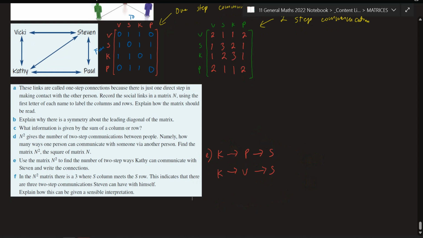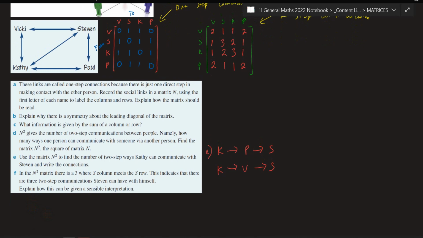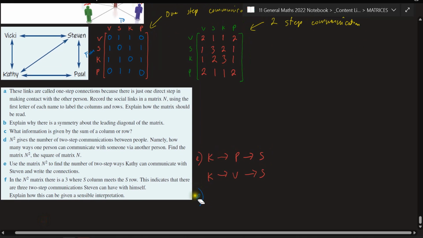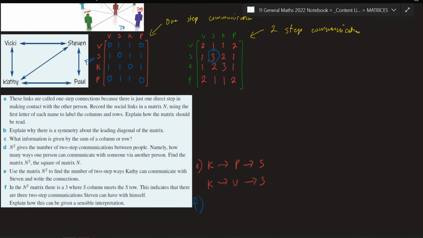All right. Last one. Question F. In the n squared matrix, there is a 3 where column S meets row S. So column S meets row, sorry, it's not column S meets row S. So right there. What does this represent? So this indicates there's three-step communications that Stephen can have with himself. How would we explain this basically? So we're looking at this number here, S to S, Stephen to himself. How is there an explanation that Stephen can have three connections to himself?